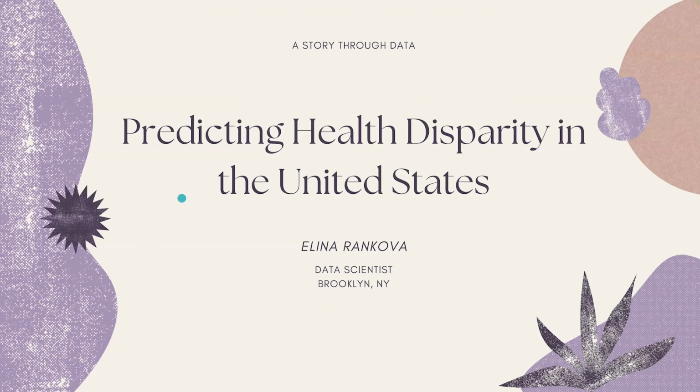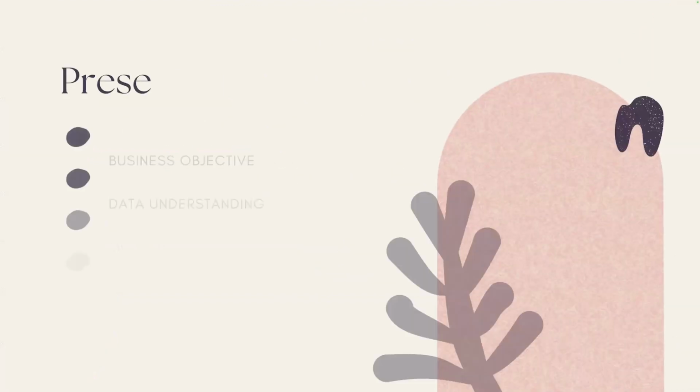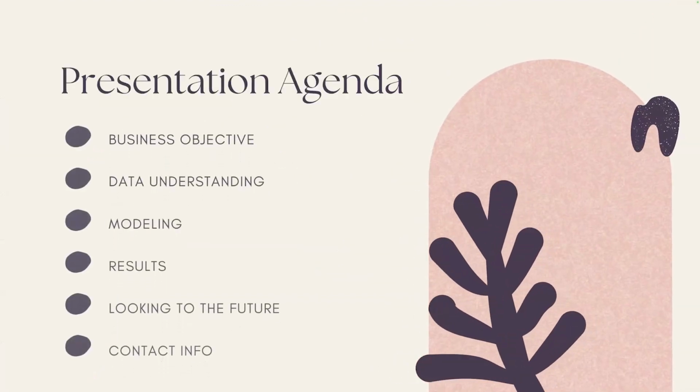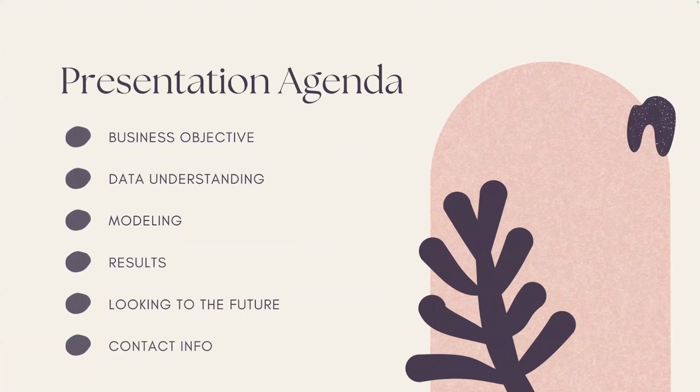Okay, so my name is Alina Rinkova. I'm calling in from Brooklyn. I completed the data science program and will be predicting health disparity in the United States. So we have our little agenda: our business objective, some information about the actual data used, the modeling, results of our modeling, and future improvements to the project, as well as contact information.